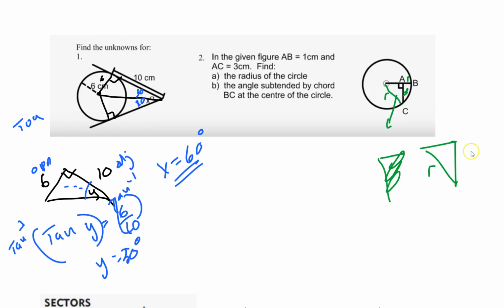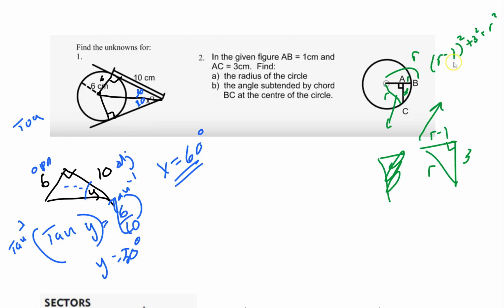Right? This is R, this is 3. I guess I gotta figure out what that is so I can solve this thing. Well, that's 1. And this is also radius. This is also R. So this is gonna be R minus 1. That's the right triangle. Now the way you solve a right triangle, Pythagorean theorem, a squared plus b squared equals c squared. So r minus 1 squared plus 3 squared equals r squared.